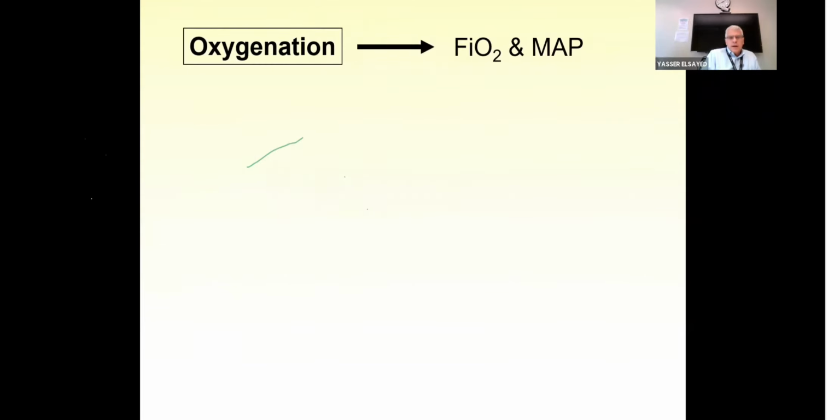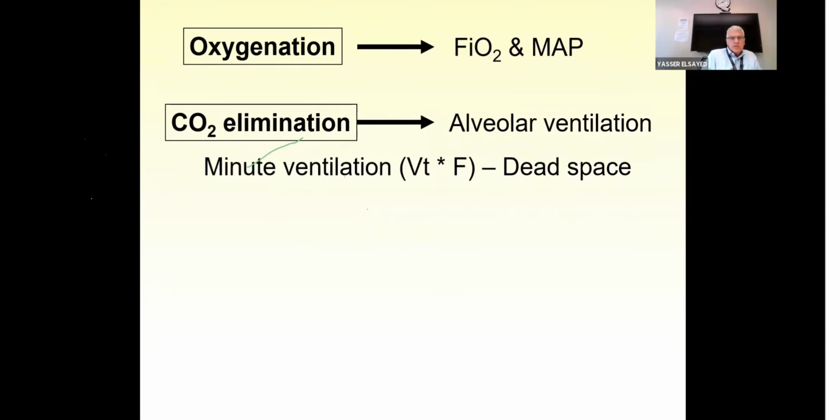Okay, so what determines oxygenation is usually a change in FiO2, the concentration of oxygen, and the volume of those lungs measured by mean airway pressure. What determines CO2 elimination is alveolar ventilation. And the formula is minute ventilation equals VT times frequency minus dead space.